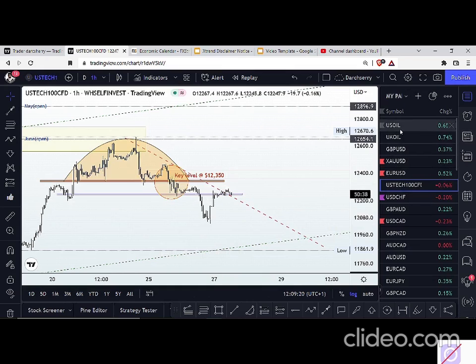We were able to deliberate on 6 pairs today, which is quite a lot of opportunities lining up for us during the New York session.